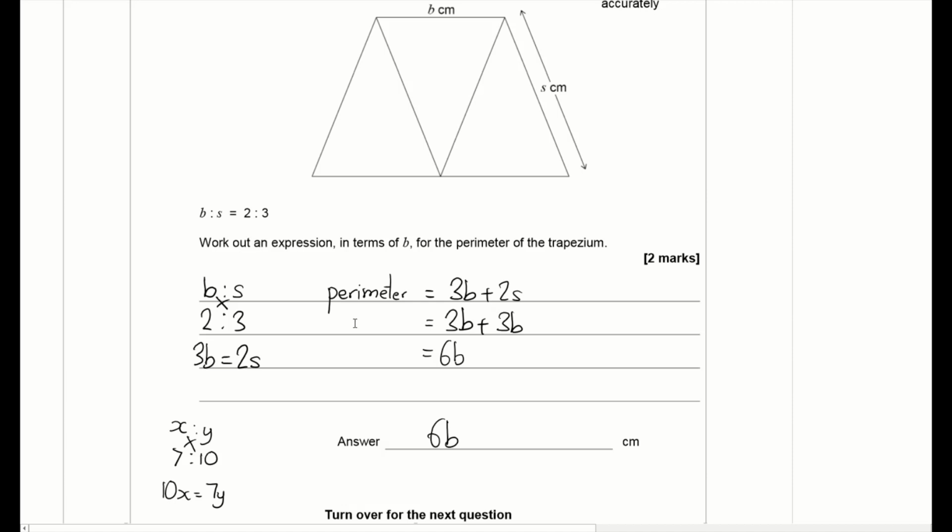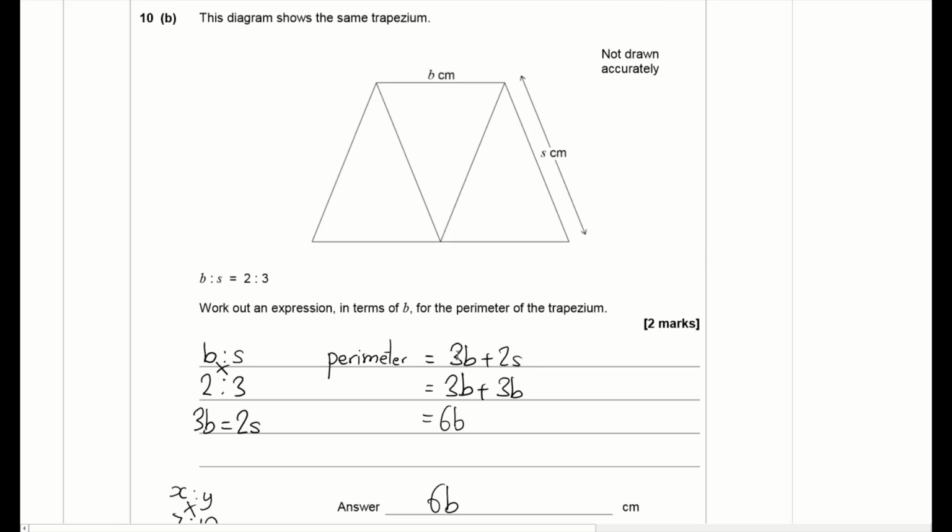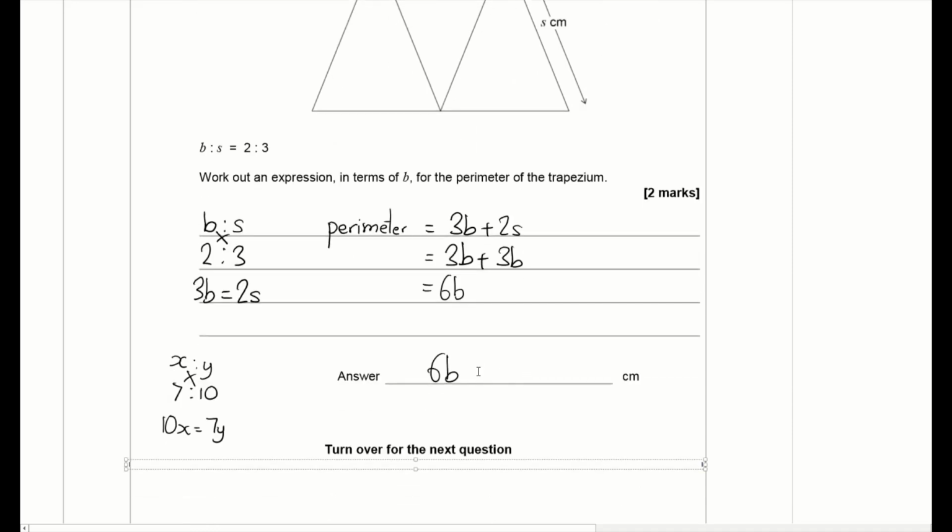So now back to the actual question of calculating or writing an expression for the perimeter. The perimeter initially will be 3b plus 2s, so b, b and b, so 3b, and then you've got s there and s there because all these isosceles triangles are identical. But we already know that 2s from here is equal to 3b, so all we do is replace it with 3b. 3b plus 3b is 6b. 6b is the correct expression.